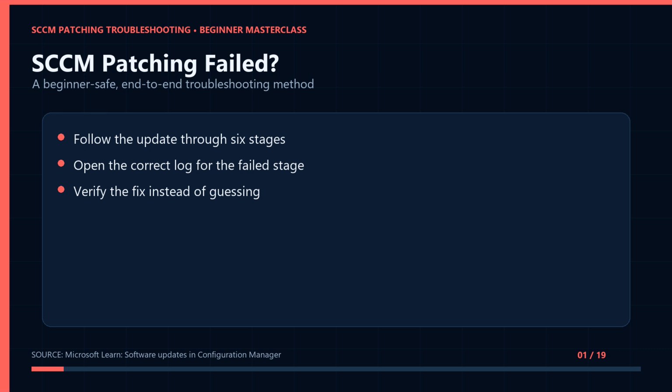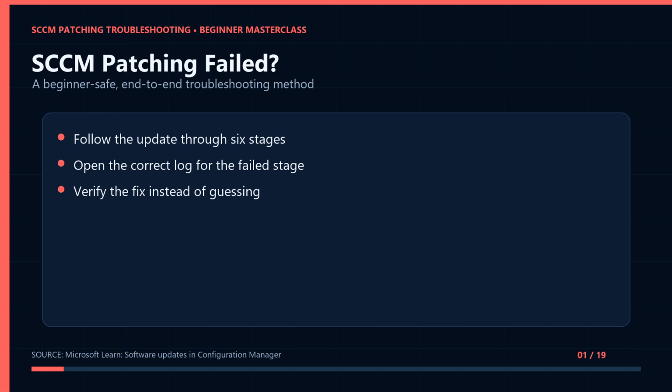When the update exists but the client never sees it, inspect deployment and policy. Confirm that the correct update is inside the software update group, that the deployment targets the intended collection, and that the device is a current member. Check available time, deadline, user experience, restart settings, and whether the deployment is enabled.